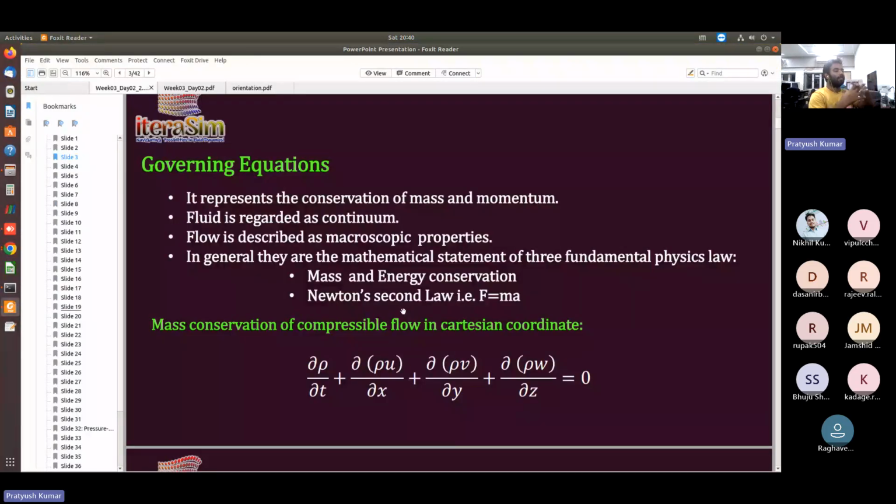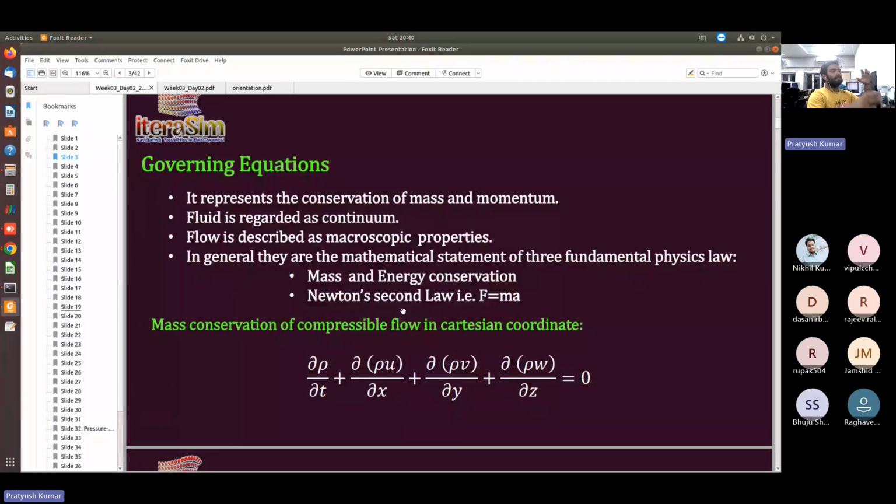So while solving the fluid flow problem, we assume that we are dealing with macroscopic properties. So whatever physical properties we take for the fluid, like density and viscosity, we don't take at a given particle location. We consider it as a bulk system, and we take those properties for solving the fluid flow.